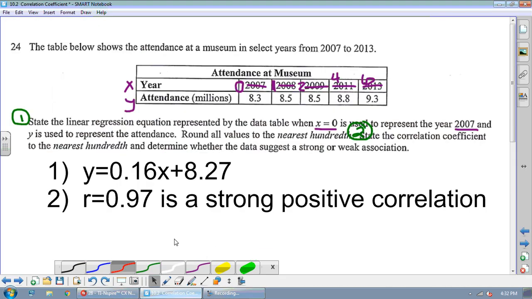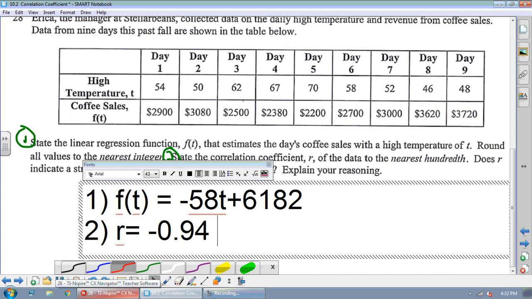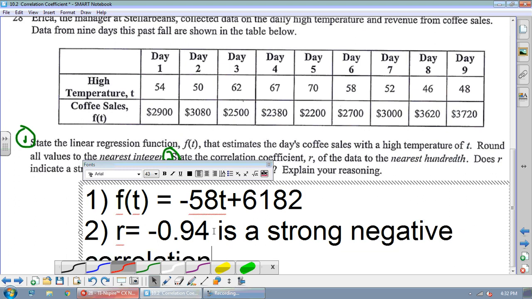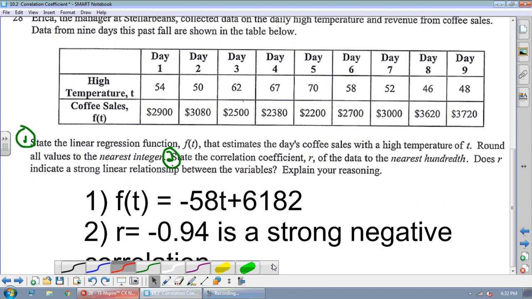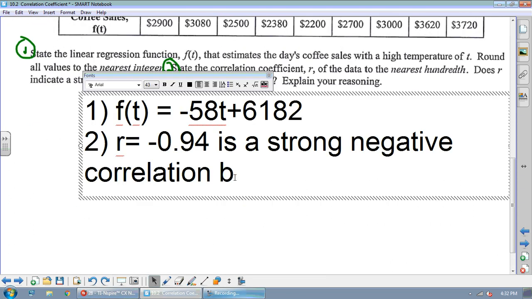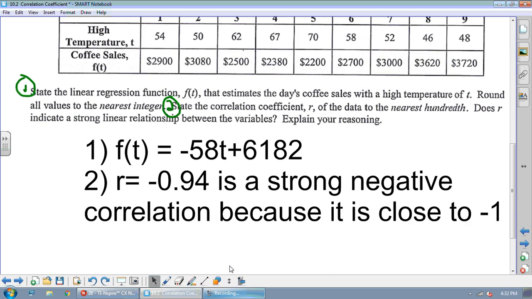So we're going to say that r equals negative 0.94 is a strong negative correlation. We have to explain our reasoning because it is close to -1. That is worth a full 4 points.